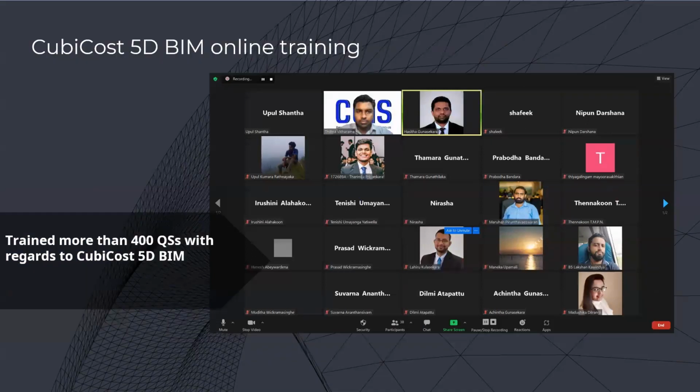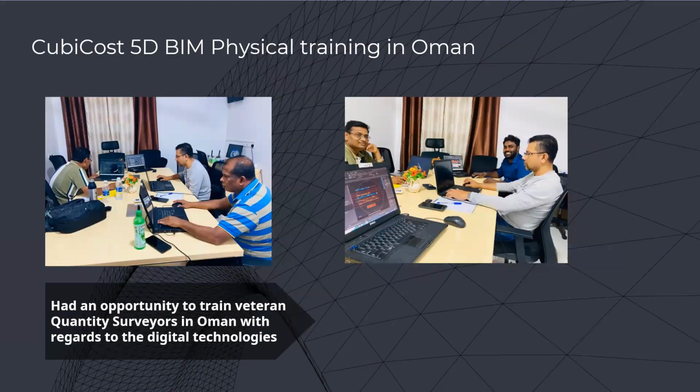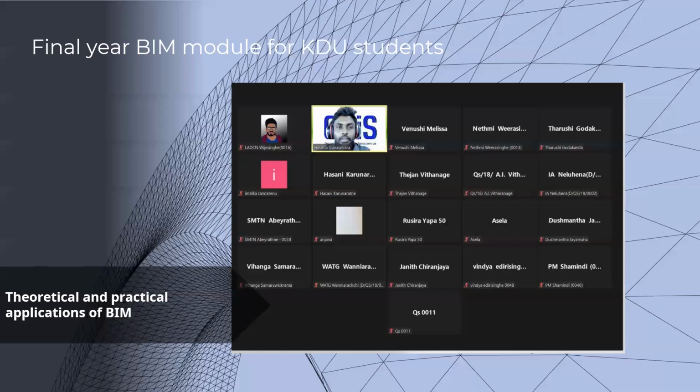And this is CubiCost training. I think up to now, I have trained more than 3,000 quantity surveyors with regards to this CubiCost 5D BIM program and QS software all in one program. This is physical training I have done in Oman for veteran quantity surveyors in Oman. And this is my QS software all in one program. And now I have trained more than 1,000 quantity surveyors with this QS software all in one program.